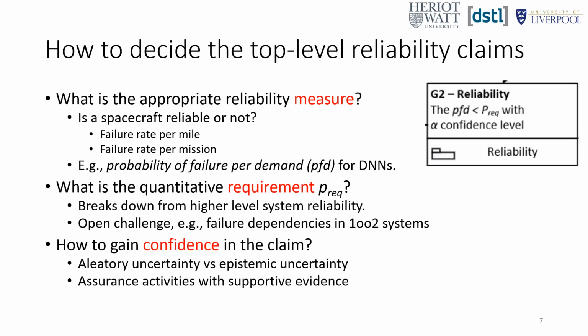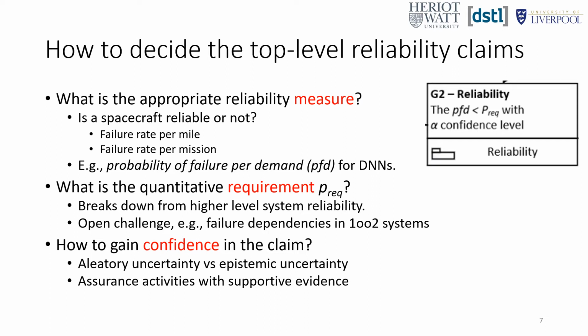Second, what is the quantitative requirement stated in that reliability measure? That is a upper bound on the PFD in our example, meaning our PFD cannot be worse than something. This is not an easy question. Normally, the answer depends on the system architecture. We need to break down the reliability requirements from some higher level systems according to that architecture. And we identified some open challenges here, like you need to consider the failure dependencies between the channels if it is a 1 out of 2 system.